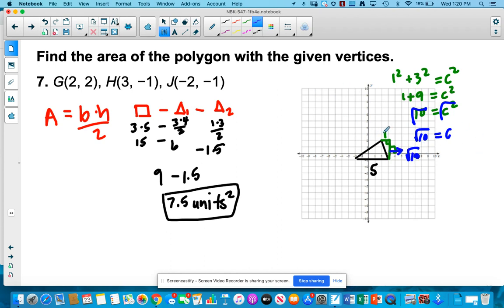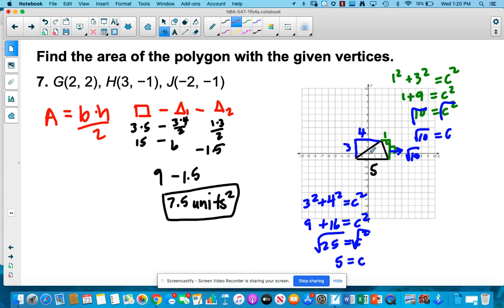Okay, now I'm trying to find the perimeter. So now I could do the same thing over here. I know it is a 3 by 4. So I could say 3 squared plus 4 squared equals c squared. This is my hypotenuse, that third side. 3 squared is 9, 4 squared is 16, and 16 plus 9 gives you 25. Square root both sides, and I have c equals 5. And I'm going to put that in red.